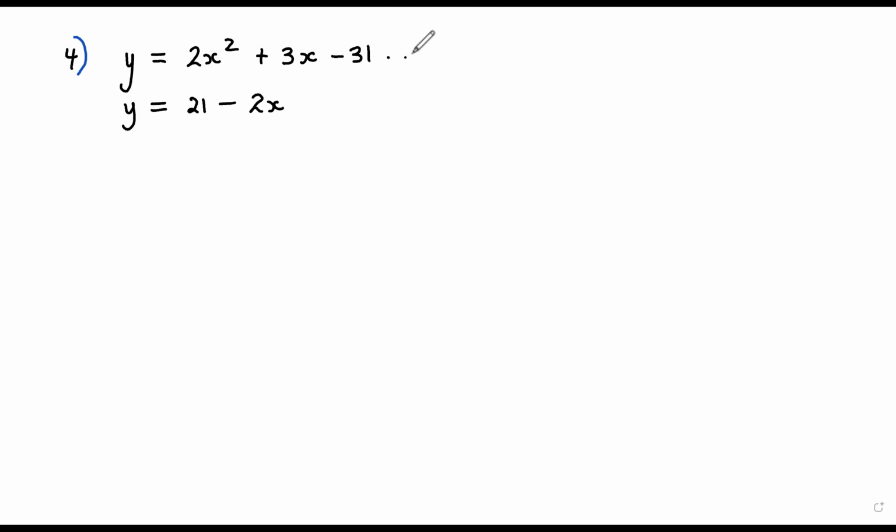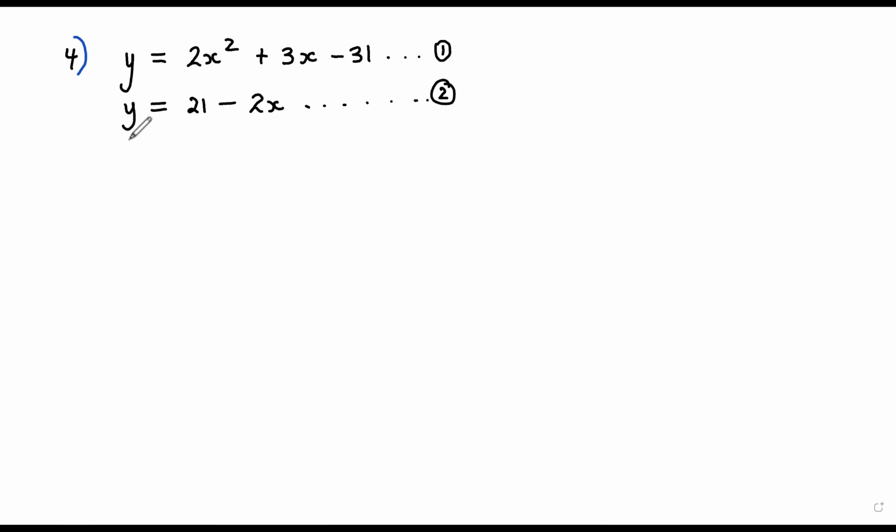So the first thing we do, let's label our equations. This is equation 1, and this is equation 2. Now, since both of them are equal to y, you can equate the two equations. So if 2x squared plus 3x minus 31 is equal to y, and 21 minus 2x is also equal to y, then we can say that they're both equal to one another, right?